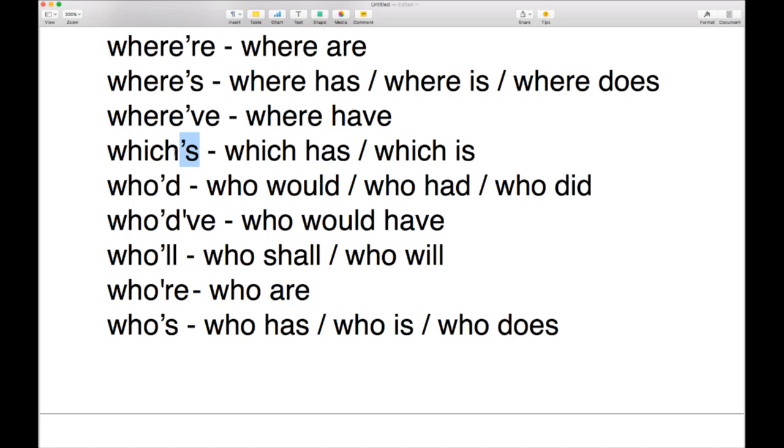The next word is which's. This is short for which is, or sometimes which has. So I might say, which is the right one? Maybe if I'm picking up your handbag, you're like, could you pass me my handbag? And I'd say, which is the right one? I'm not sure which one's the right one. Which's the right one, rather than which is the right one? Again, they sound very similar, but, you know, never write this down, which is strange.